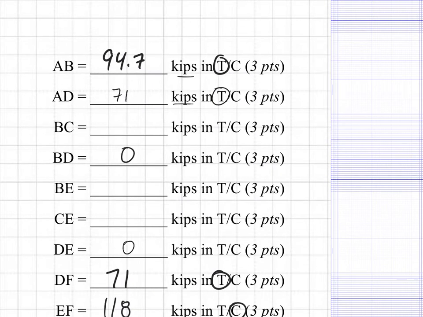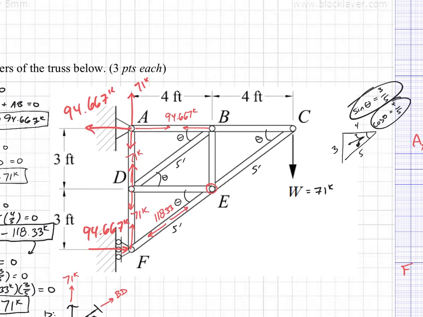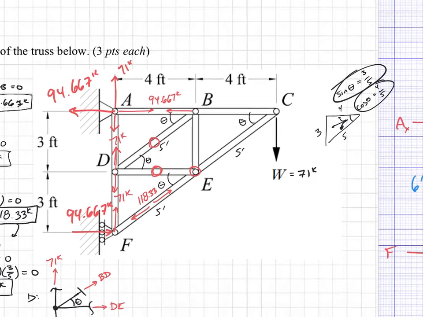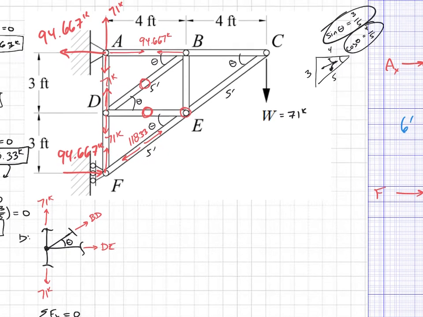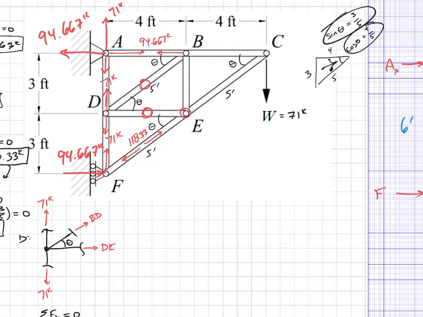Cool. All right, so now this member is a zero-force member. This one's a zero-force member, right? So now I can go to B, or I can go to E, or I can go to C. All of them have 2 unknowns, so it doesn't really matter which one I go to now. But B is good. Let's just do B. I don't care. They're all the same to me. So let's go ahead and do B.